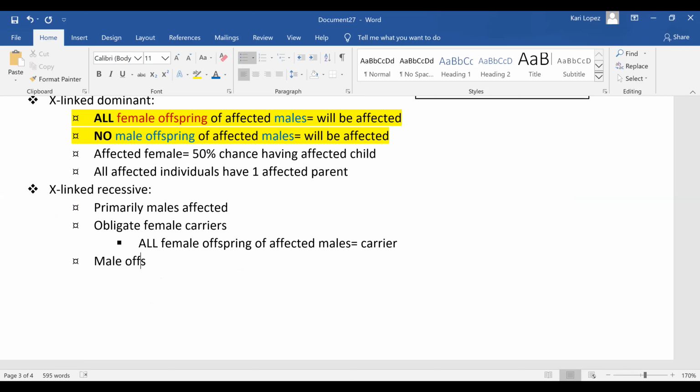Male offspring of affected males are not affected. And that is because they get a Y, so they don't have it. If it's X-linked, it's on the X, and if they have a male, they get the Y instead of the X, so they're not going to get it. Does that make sense? Mm-hmm.